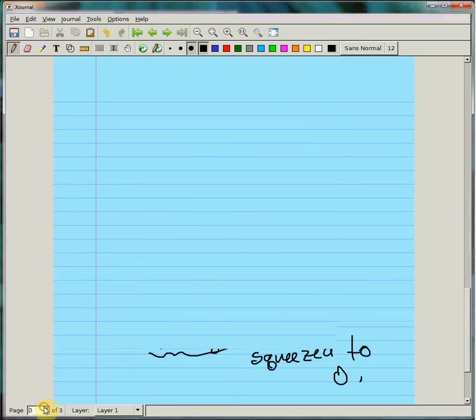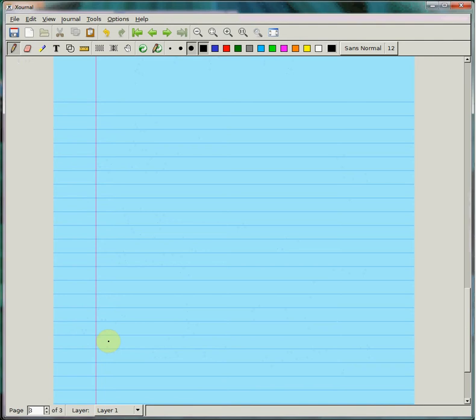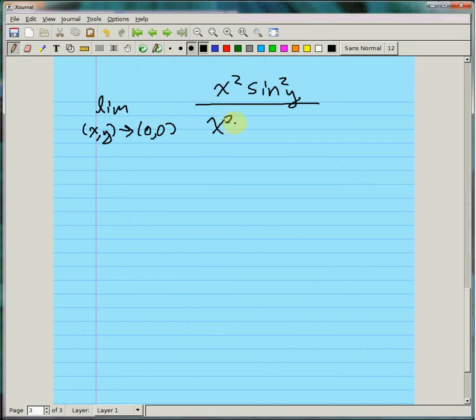So all those things give the same answer, which is 0. So I'll just take that for granted and go right to the part where we prove that 0 really is the answer. So we're trying to find the limit as (x, y) goes to (0, 0) of x squared sine squared y, and the denominator is x squared plus 2y squared. Okay, so what's the argument here?